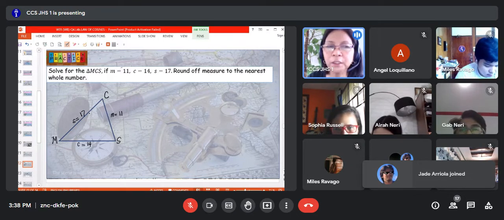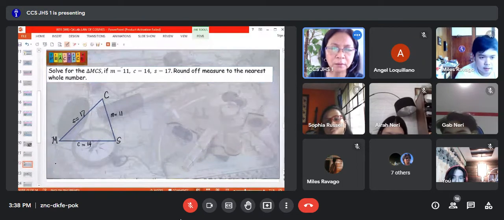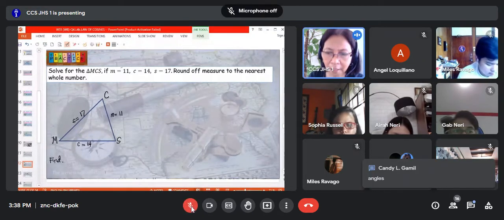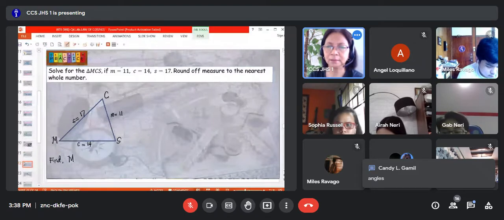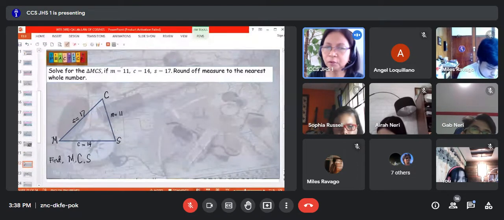Solve the triangle. Therefore, we're going to complete the parts. If the givens are all the sides, what is the missing information? We're going to look for the angles, correct? Angle M, angle C, and angle S. Among the three angles, which angle are we going to solve first? M, C, or S?